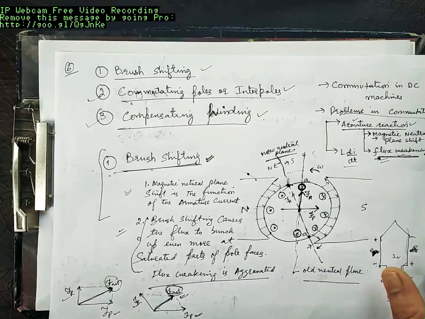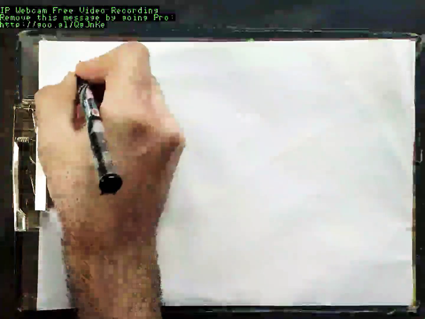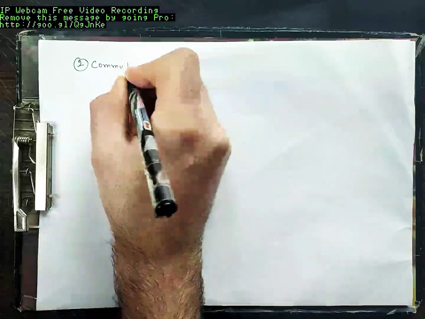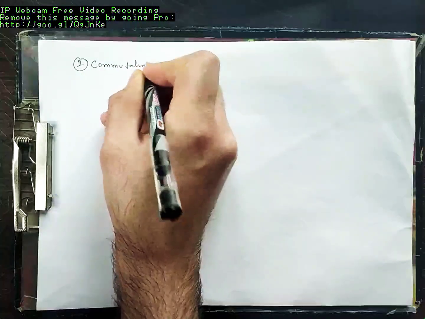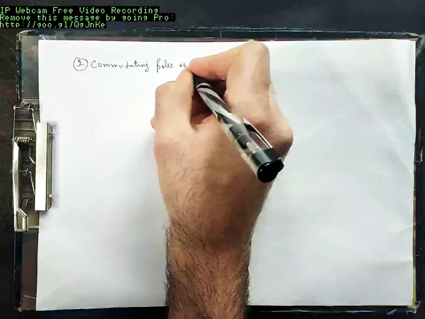Let's come to the second method today, that is commutating poles, also called interpoles.